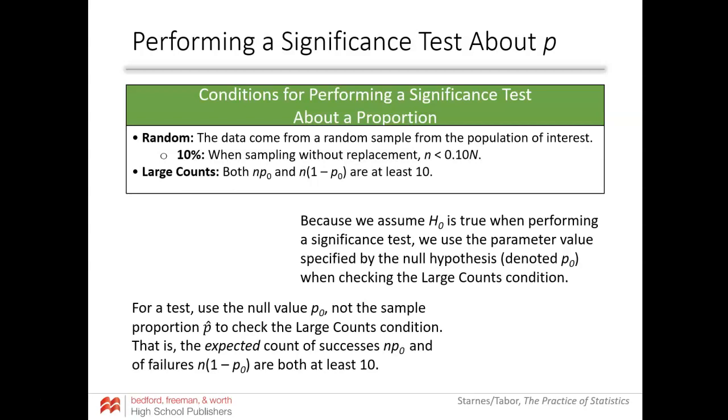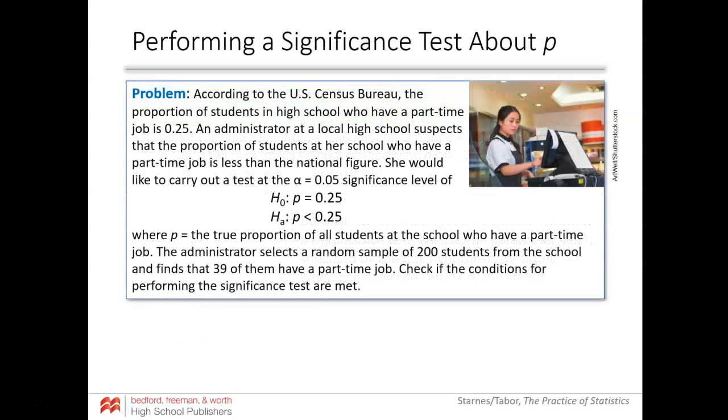For a test, use the null value of p sub naught, not the sample proportion, p hat, when you're checking the large counts condition. That is the expected count for failures and successes. They have to be at least 10, which we just talked about.